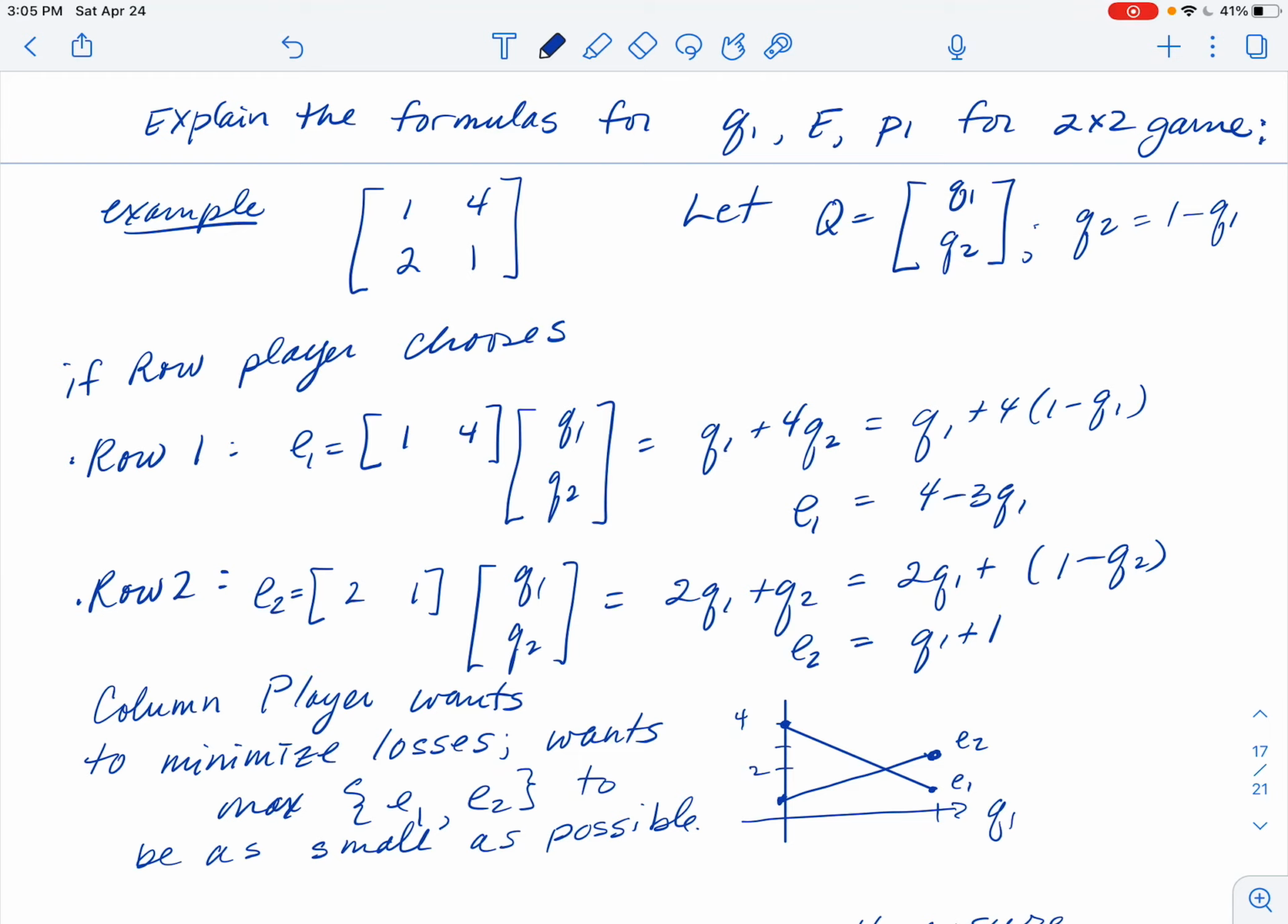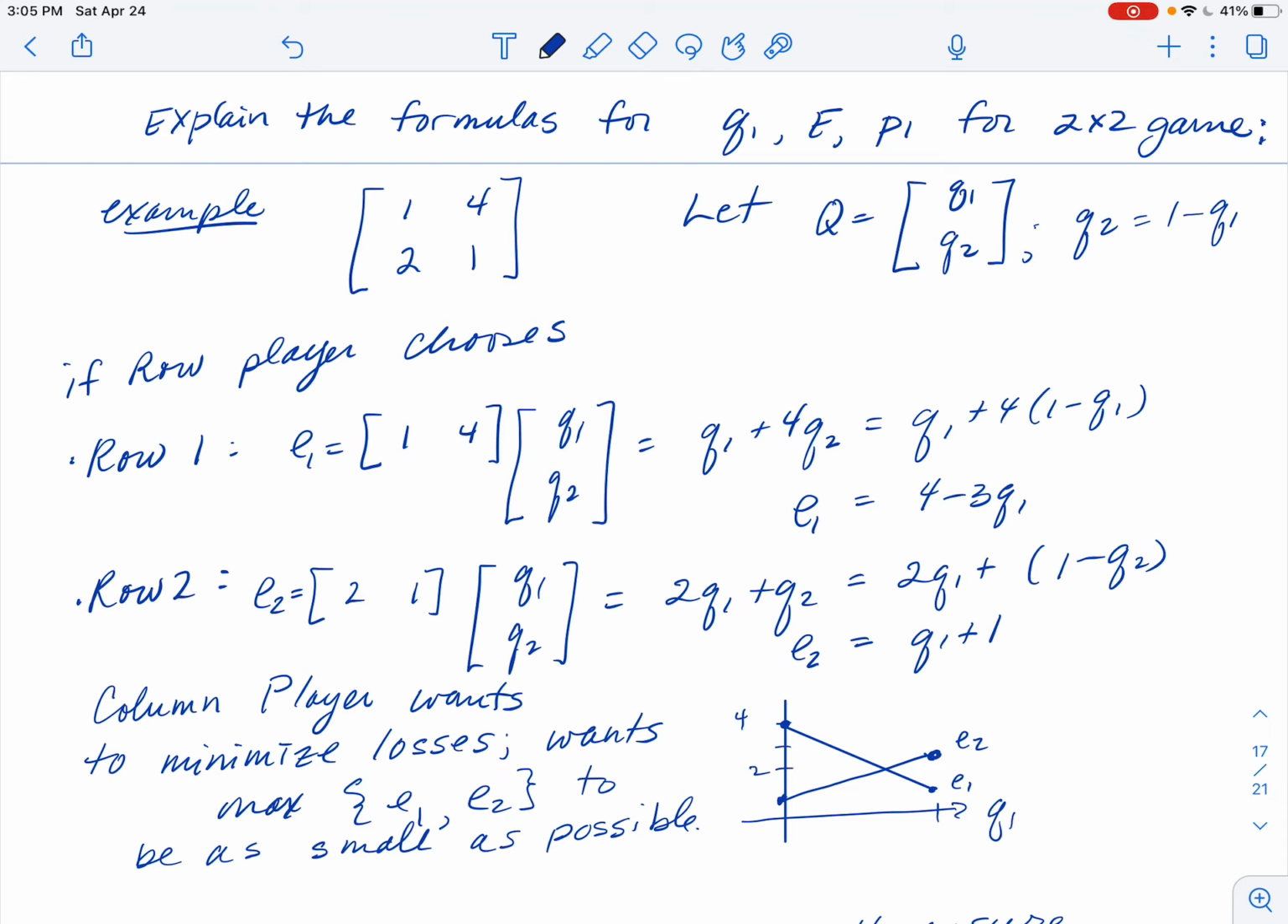And we know that Q is the column player strategy. And that would be Q1, Q2. We know Q1 and Q2 are both positive, or at least non-negative, and they have to add up to 1 because they're probabilities. So Q2 has to be 1 minus Q1. So let's think about the two possibilities.